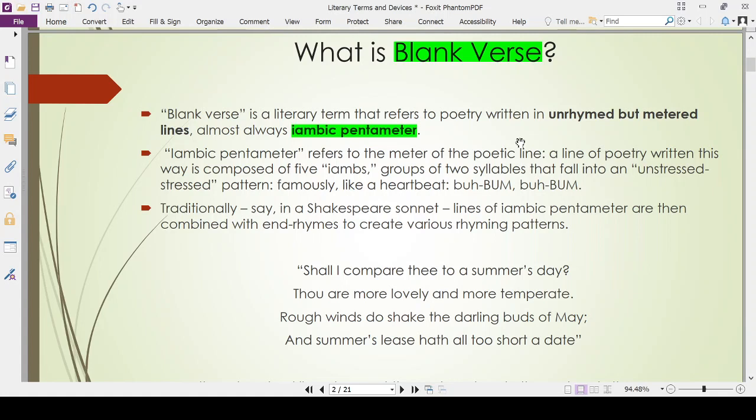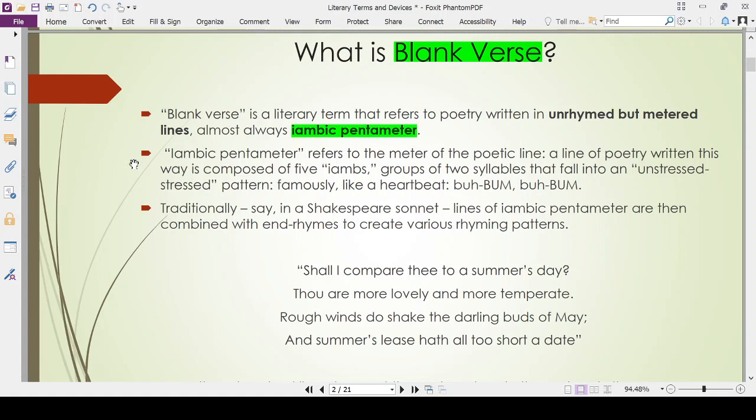And that is a very important point to keep in mind because we have another kind of poetry, which we will talk about today later on, which has neither rhyme nor meter. Okay, so just keep that in mind. That even though blank verse does not have end rhymes, the lines are still metered, and the most common meter which is used in blank verse is iambic pentameter.